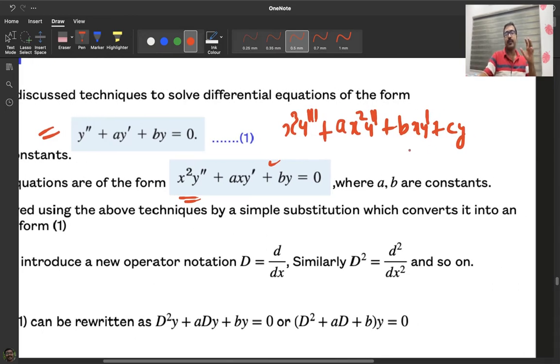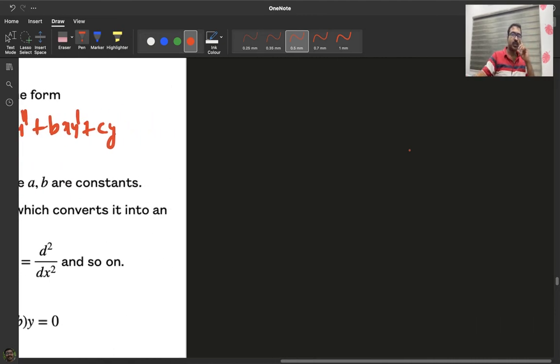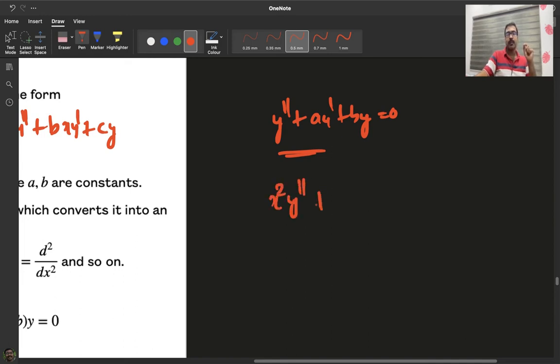We will only be considering the second order one. The general second order homogeneous equation was y double dash plus a y dash plus b y is equal to 0, which we already know. The Cauchy-Euler equation has a slight difference: its coefficients are not constant. It will contain x, and it has a specific form, x square y double dash plus a x y dash plus b y is equal to 0. Just remember, for every derivative of y there is a factor of x.